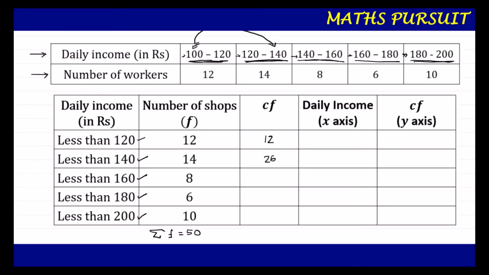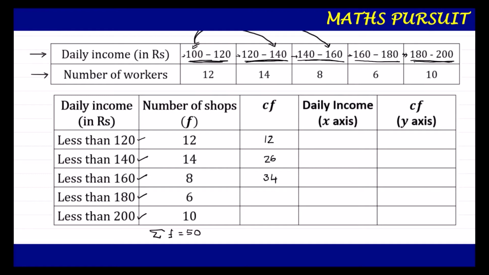When our distribution is less than 160, our data lies from 100 to 160. That means 8, 14, 12, these previous items need to be added. So here our cumulative frequency will be 34. How? 12 plus 14 is 26. 26 plus 8 is 34.